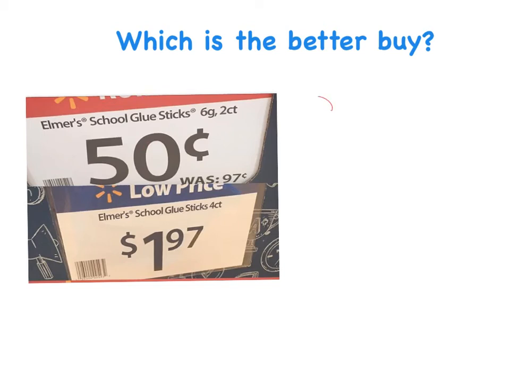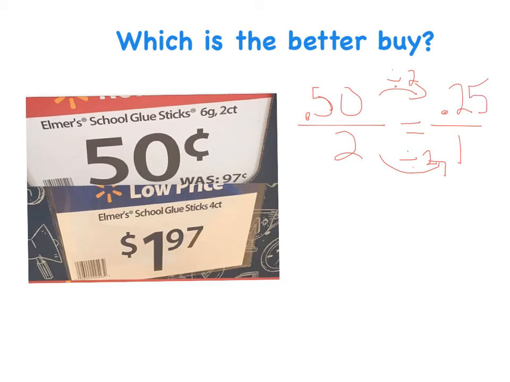I would say for 50 cents, so don't forget your decimal, I get 2. But we want to know how many I would get for $1. So if I divide by 2, half of 50 cents is 25 cents. So for 1, it's 25 cents.